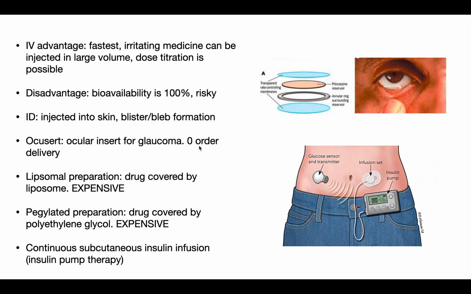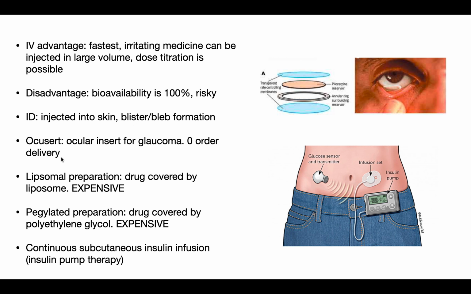The IV advantage is that it's the fastest. Irritating medication can be injected in a large volume, and dose titration is possible. The disadvantage is that since the bioavailability is 100%, it's risky. The chances of an overdose or toxicity are high. Intradermal is injected in the skin. Of course, there's a risk of blister or bleb formation.